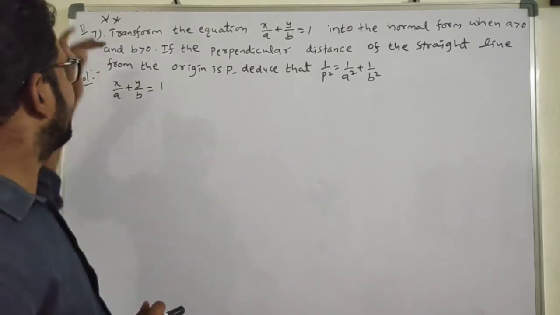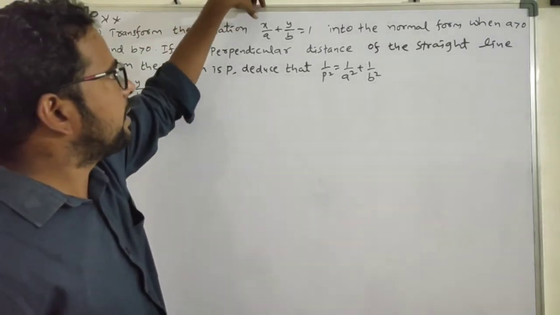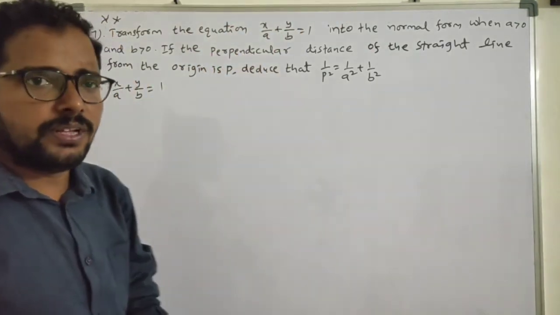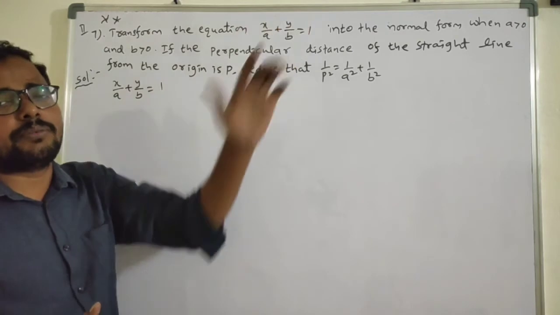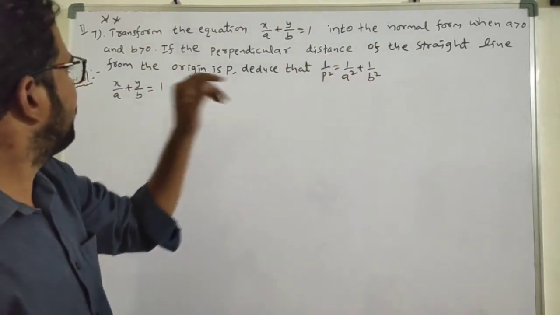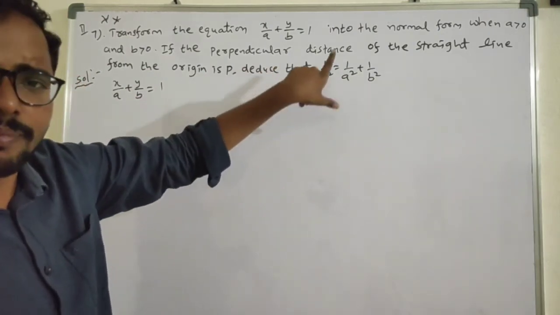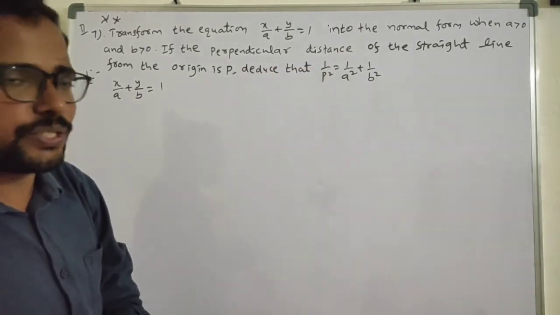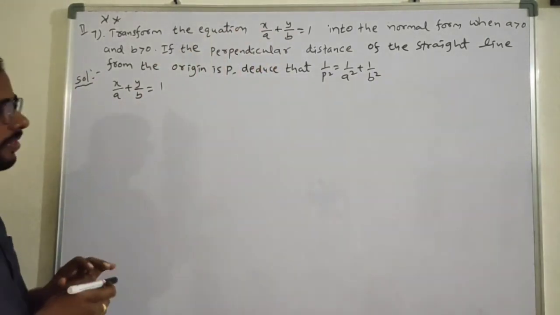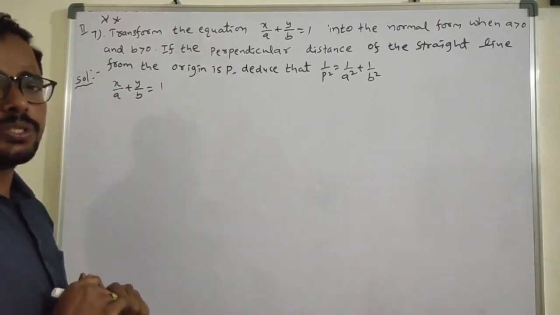Now second bit, seventh question. This is very important. Transform the equation x by a plus y by b is equals to 1 into the normal form. We have to convert this equation into normal form. And if the perpendicular distance of the straight line from the origin is p, then prove that 1 by p square is equals to 1 by a square plus 1 by b square. First, we have to convert this equation into normal form. What is given: x by a plus y by b is equals to 1.